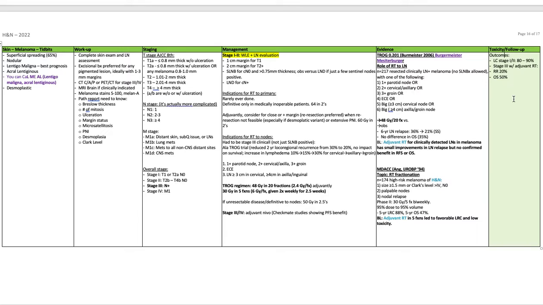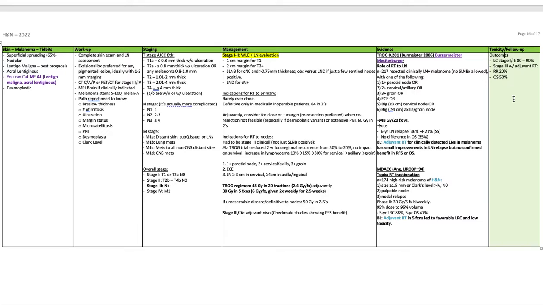The TROG regimen gives 48 gray in 20 fractions at 2.4 gray a fraction adjuvantly. 30 gray in 5 fractions at 6 gray a fraction given twice weekly for 2.5 weeks is the other option per the MD Anderson study. If unresectable disease, definitive to nodes is 50 gray, 2.5 gray a fraction. Stage 3 or 4 disease, adjuvant nivolumab, CheckMate studies show progression-free survival benefit.